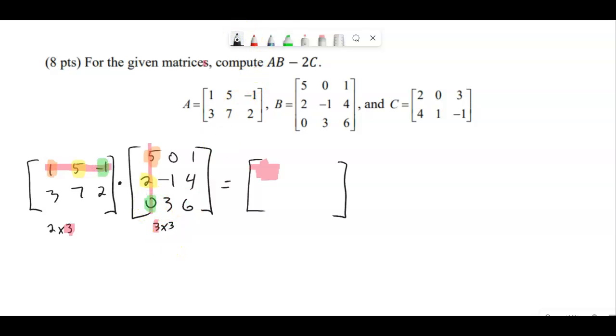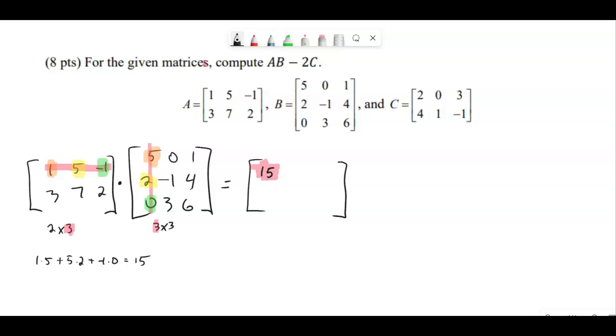So that would be 1 times 5, 5, plus 5 times 2, 10, plus negative 1 times 0, 0. So if it's written out, 1 times 5 plus 5 times 2 plus negative 1 times 0. That's 5 plus 10, 15. That's all just to get this one position of our answer.